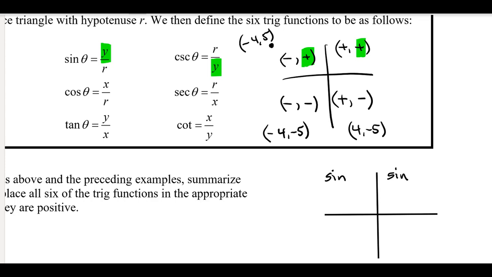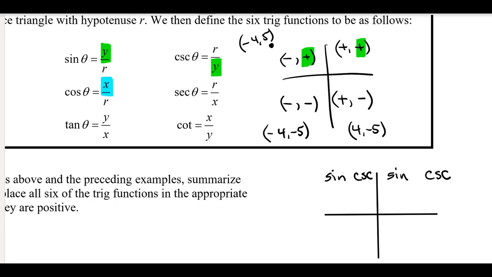Now similarly, the reciprocal function for sine is cosecant. And if I have a positive number divided by another positive number, positive divided by positive is positive. So the cosecant will be positive as well. So its reciprocal function, cosecant, will also be positive in the same quadrants. So that's for the very first one. Sine is going to work with the y value. Now cosine, we're going to take a look at the x value here for cosine.